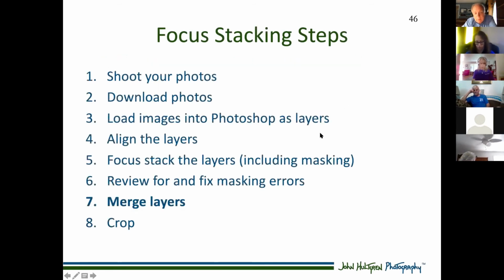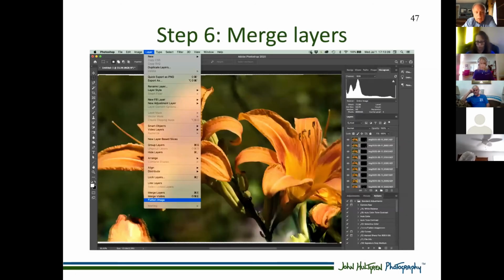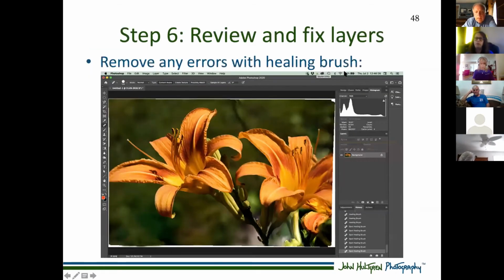Then we have, remember, we have 14 layers, so now we eventually have to merge them into one. So we do that by going to Layer, Flatten Image. And after we flatten it, we can remove any errors with the healing brush. So here I've removed that part that didn't quite line up right.